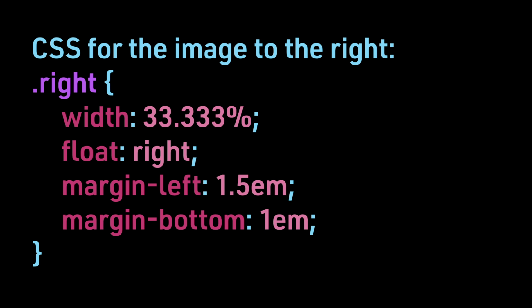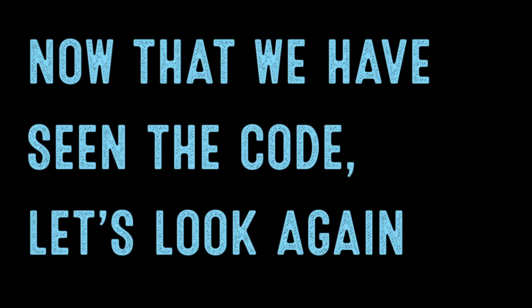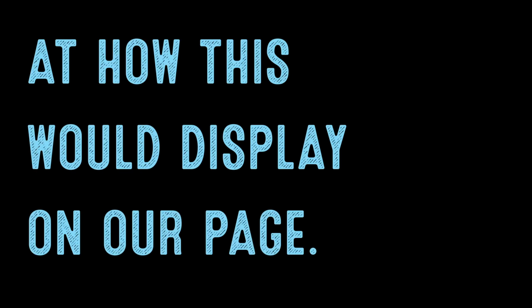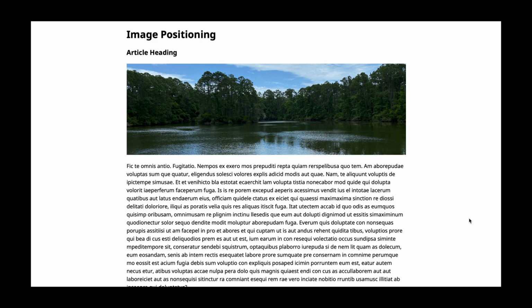Here's the CSS for the image to the right. We target period right. Again, the image will only span about 1/3 of the full width of the containing element. We float this image as well, but to the right instead. We also add margin to the relevant sides so there is a little space between the image and the text. Now that we have seen the code, let's look again at how this would display on our page.